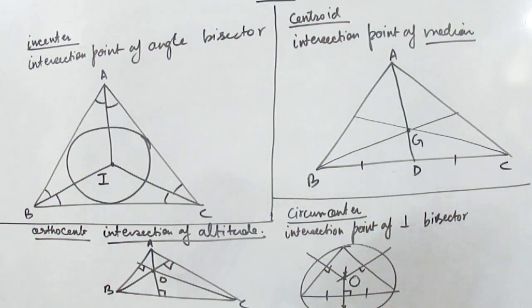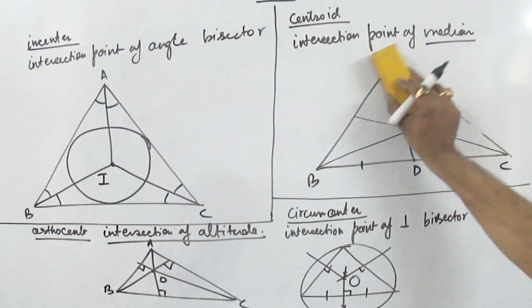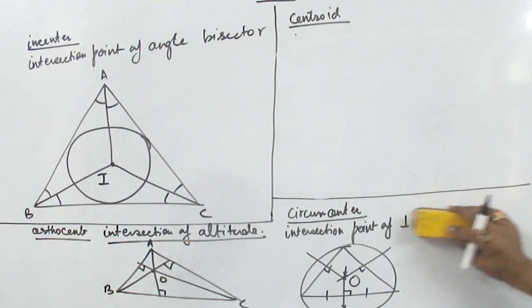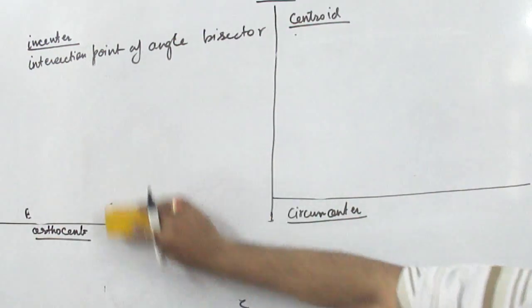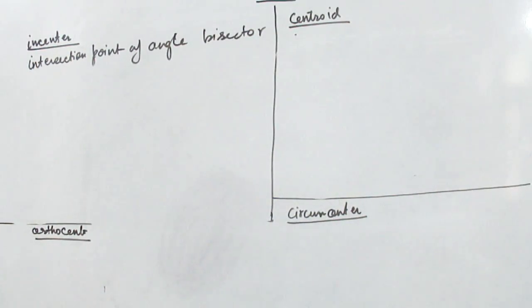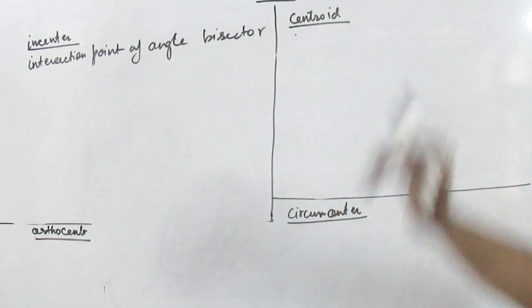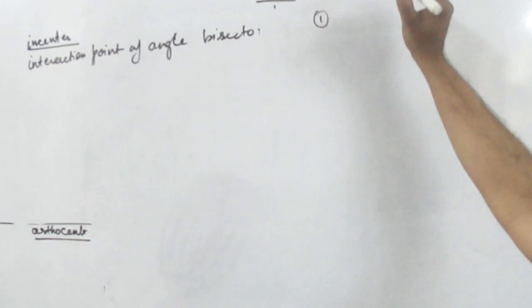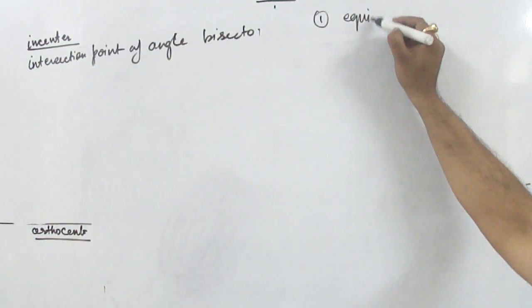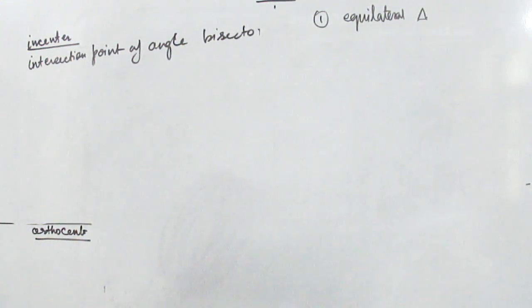Friends, the property of these centers is very important. First of all, note it down, and I am going to discuss some important properties. Okay, important first property is number one. In case of scalene triangle, all these centers are different. And in equilateral triangle, all these centers are same.